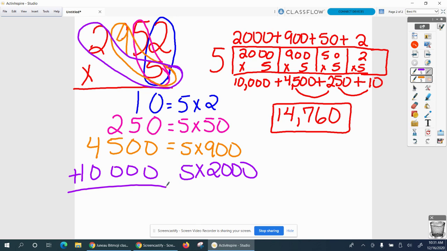But for the partial products, you can multiply in any order you want, because you can add in any order you want. You're going to get the same answer. So if you want to start with 2,000, 5 times 2,000, and then do 5 times 900, and then do 5 times 50, and then do 5 times 2, you can. You're still going to get the same answer. Okay? But know that when you graduate to the next level, it's going to probably confuse you. So that's why I'm trying to teach it to you this way, is to help you later.